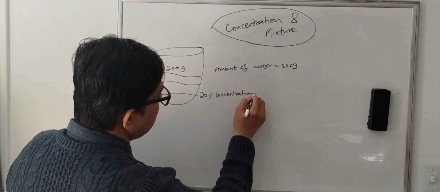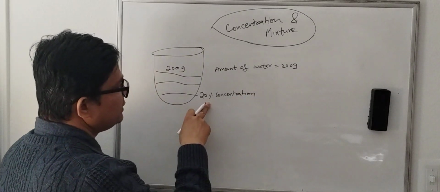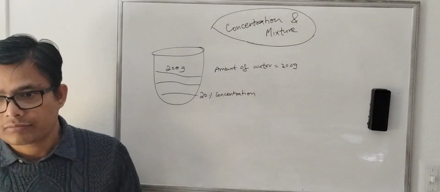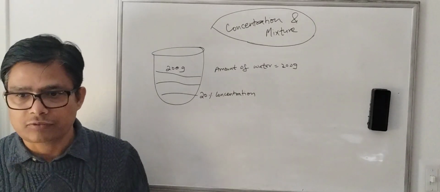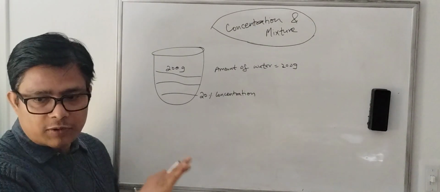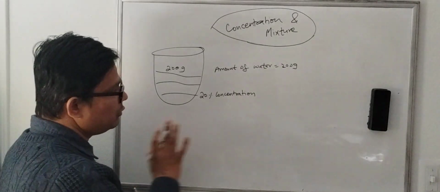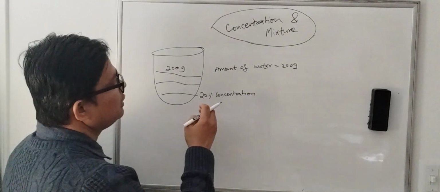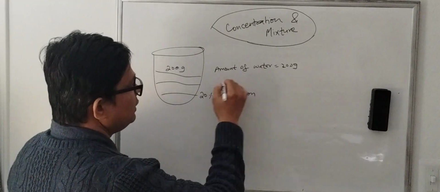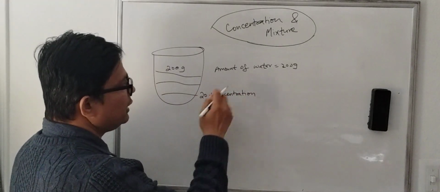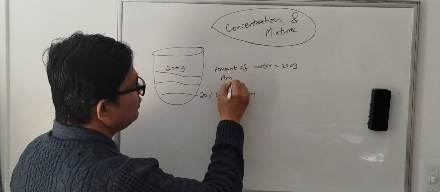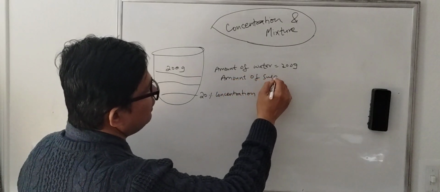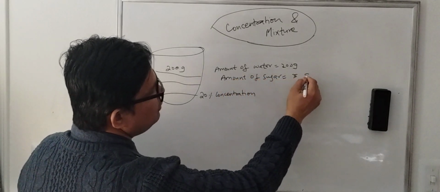So the question will say, okay, now if you want to make it 20% concentration, how much sugar do you have to add? Okay, you want to make a sugary drink. Again, assuming pure water, pure sugar, no funny substance with sugar or water. So if you don't know the amount of sugar, let's assume the amount of sugar will be unknown, x gram.